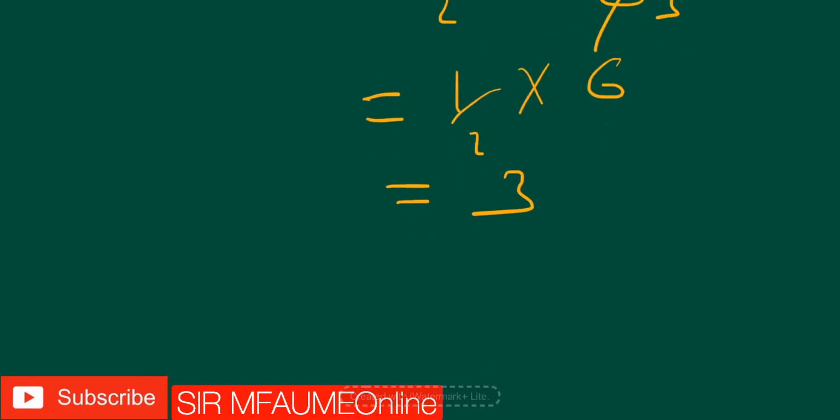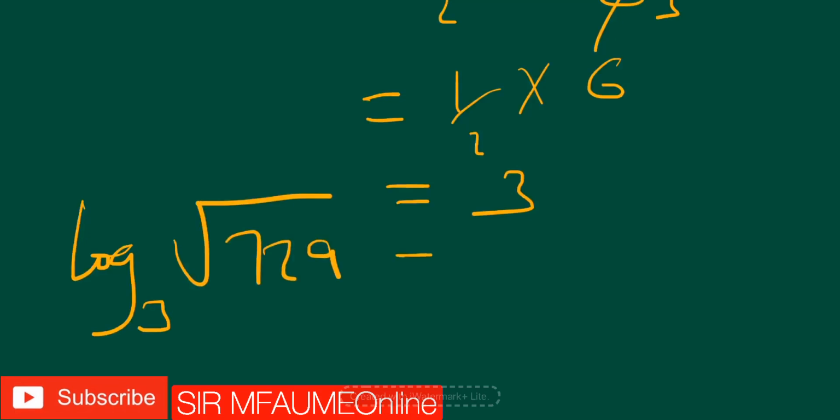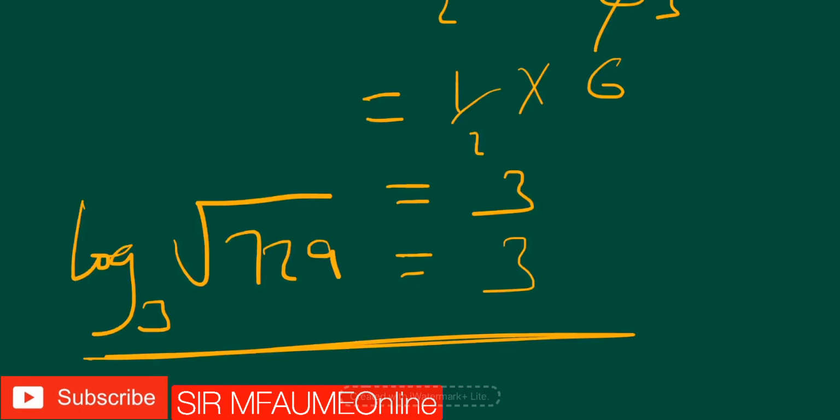Okay, so at the end of the day, you are supposed to write your answer as log under base 3 of the square root of 729 is equal to 3. That is the final answer.